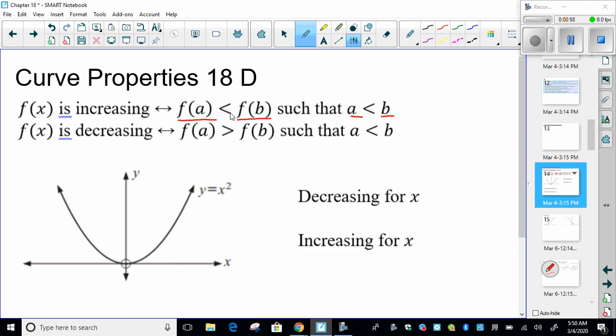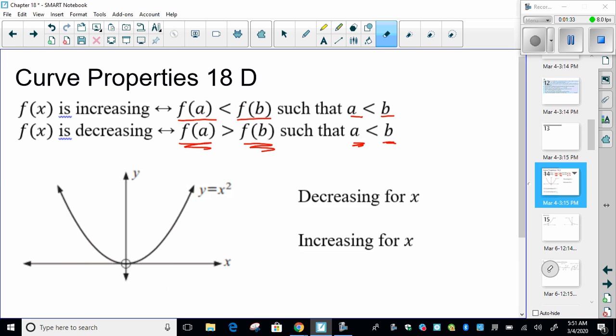My function is decreasing when the y value at a is bigger than the y value at b, when a is still less than b. So over there, I have to go on this side. Let's say we're looking at this point, that's at -4, and I'm going to look at this point, that's at -1. So therefore, -4 is smaller than -1, and my height at a is bigger than my height at b. That is a decreasing function.